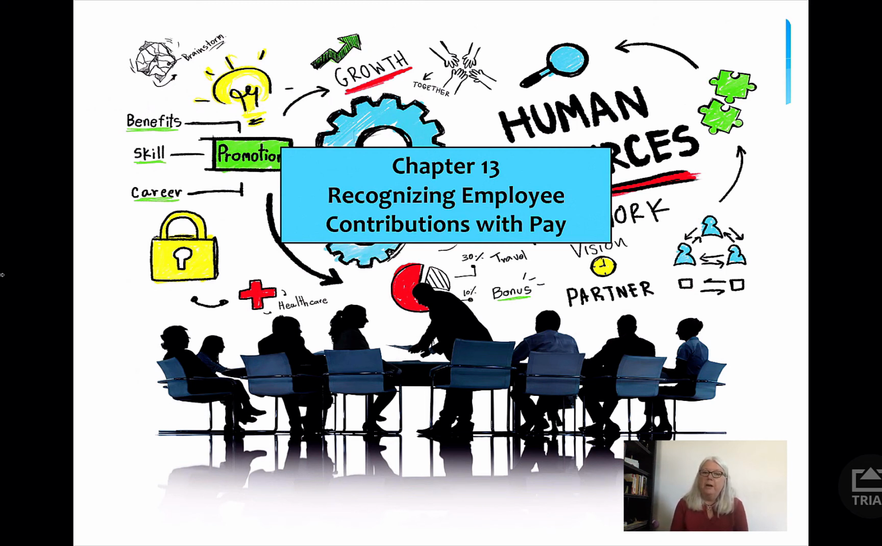In Chapter 12, we talked about compensation, and we talked about how there are three parts to total compensation. The first part being somebody's base pay, the second part being incentives, and the third part being benefits. So last chapter we talked about base pay. Today we're going to talk about incentive pay, and then next will be benefits.